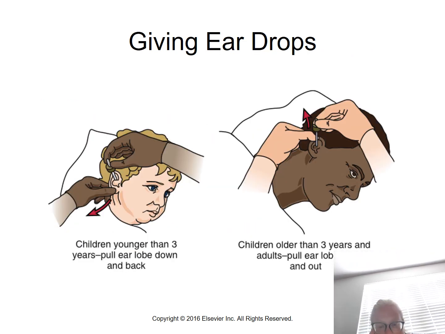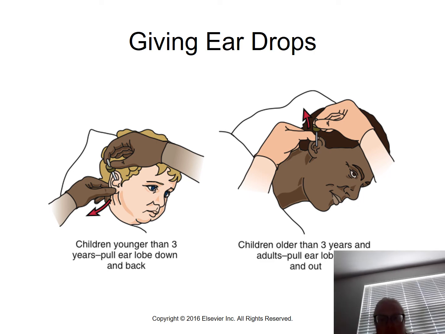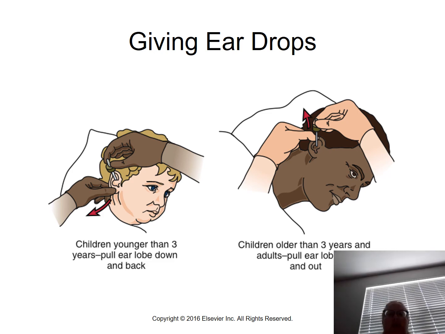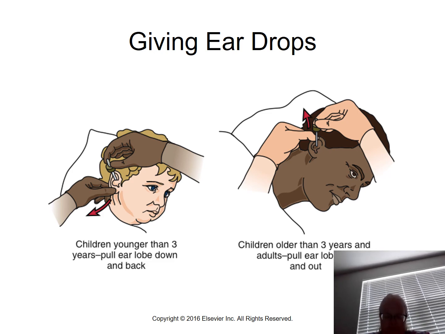Okay, so this is just a picture of giving the eardrops. You see children younger than 3, you pull the earlobe down and back, and children older than 3 and adults, you pull the earlobe up and out, and that ensures that that medication gets into the ear canal correctly.